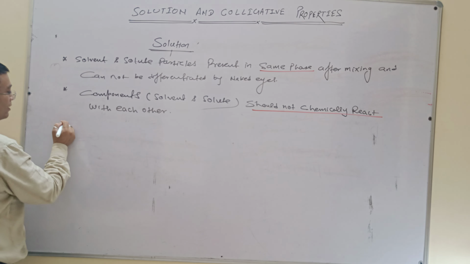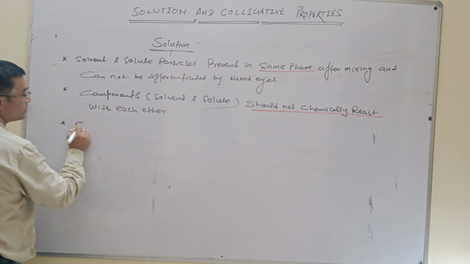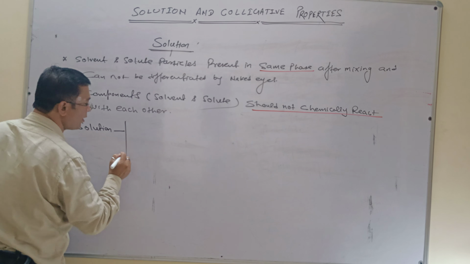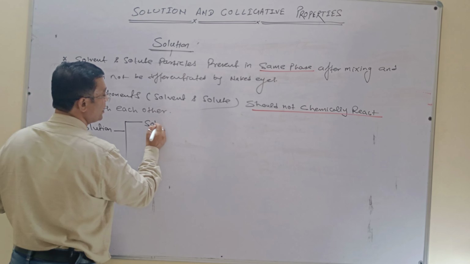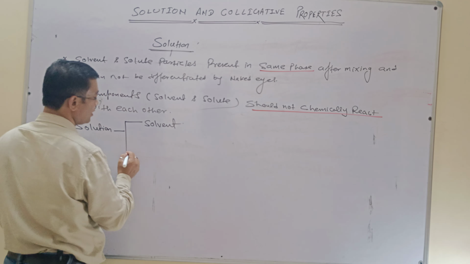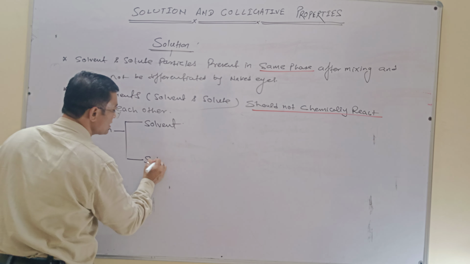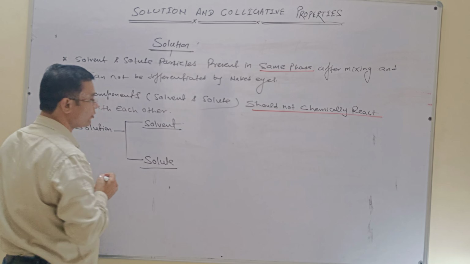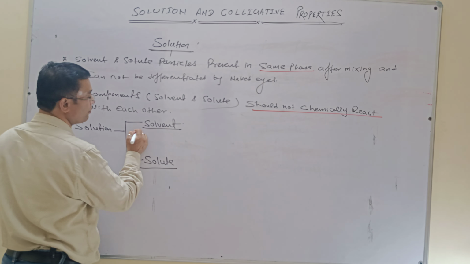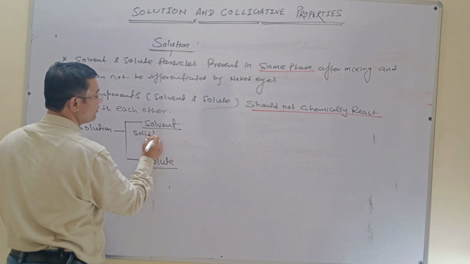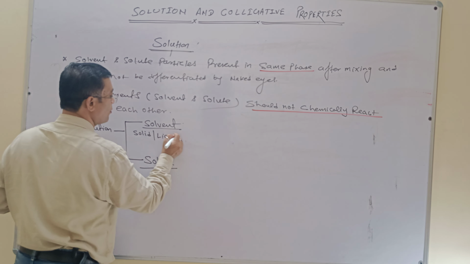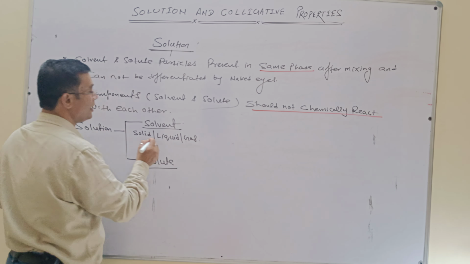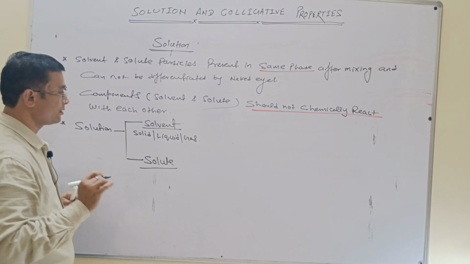Now, if you will see here, the solution contains two components. One of the components is called as the solvent component, as I have told you already, and the another component is called as the solute component. What is the solvent component? What is the solute component? The solvent component may exist in form of solid, may exist in form of liquid, may exist in form of gas. In any of the physical state, it can exist.